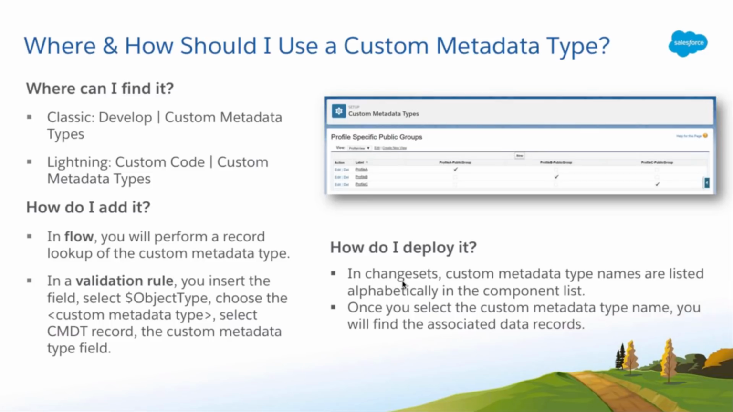your custom metadata type. And when you deploy, this was a tricky one when custom metadata types first came out for me. You naturally would want to look for it under a component called custom metadata type, like you would custom object. It doesn't work that way for custom metadata type. So if I named the custom metadata type Gen, in my list of components, I would look for Gen. And then once I find Gen, I will find all the associated data records with that.